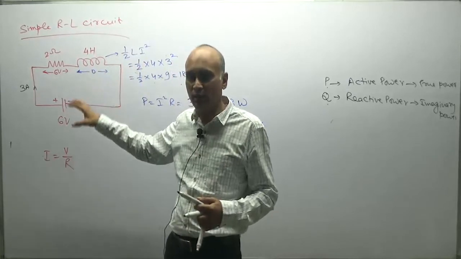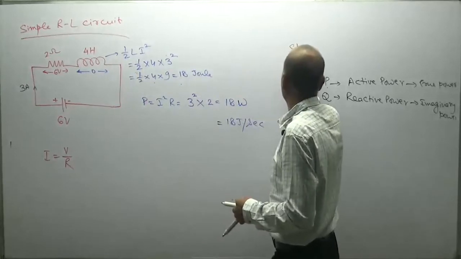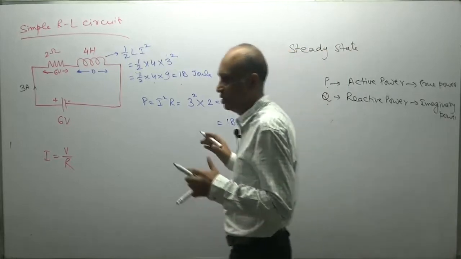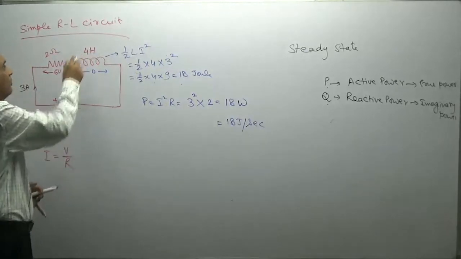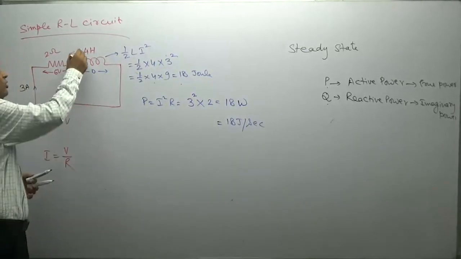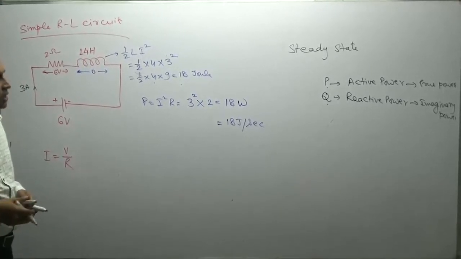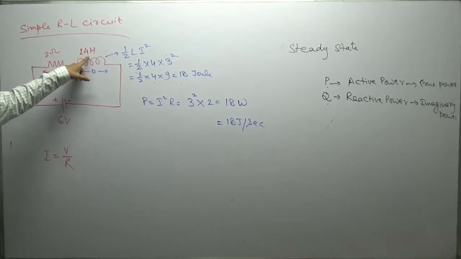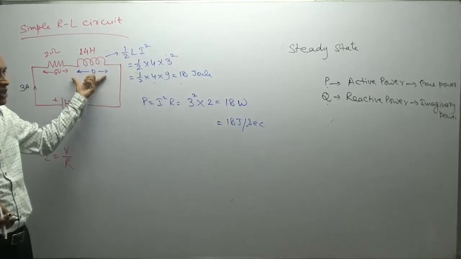All values are in steady state. Steady state means when there is no disturbance in the circuit. Suppose this inductor has value 14 Henry. Then also there will be current of 3 ampere in this circuit, but the energy stored will be more because the value of inductance is increased, so it will store more energy.